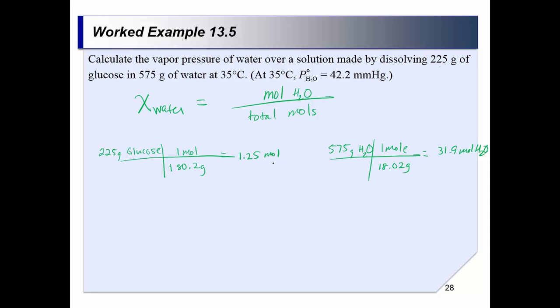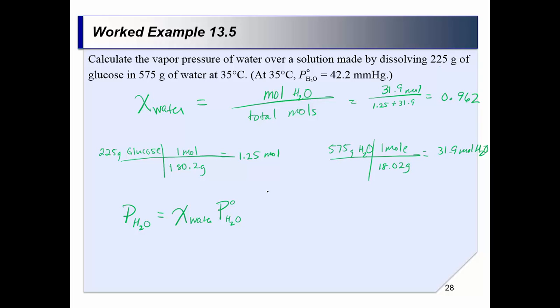So our total moles then is 1.25 plus 31.9. Moles of water in the numerator, divided by 1.25 plus 31.9, and I get a mole fraction of water of 0.962. Now we're not done, because the pressure of water will be equal to the mole fraction of water times the vapor pressure of water.